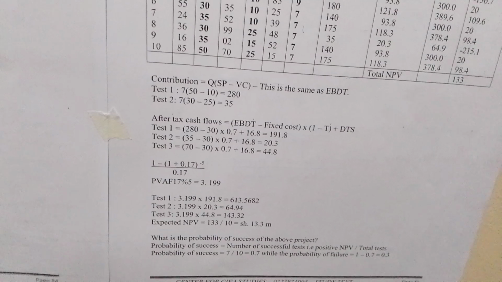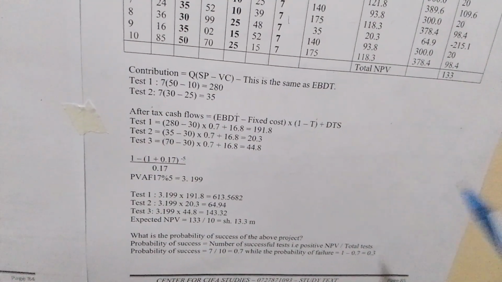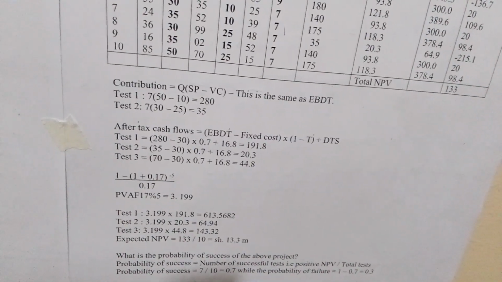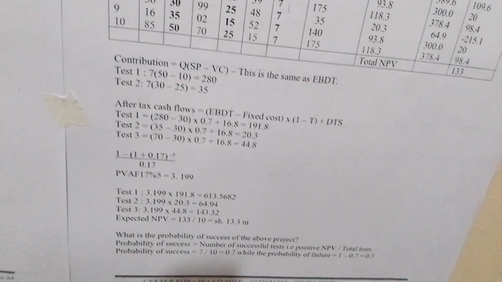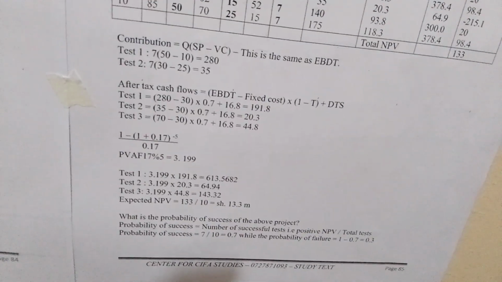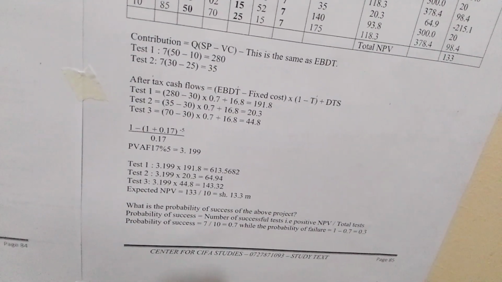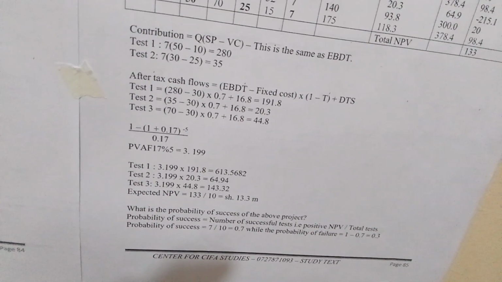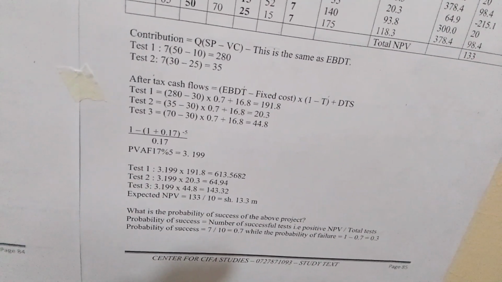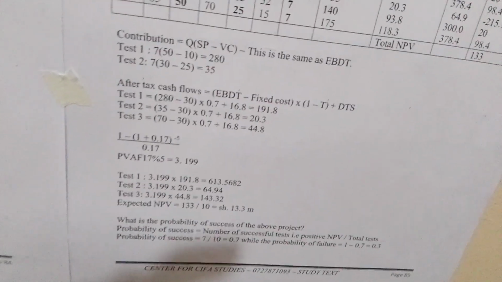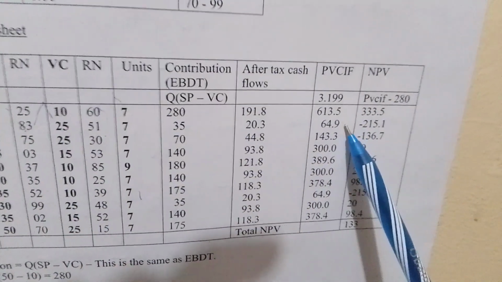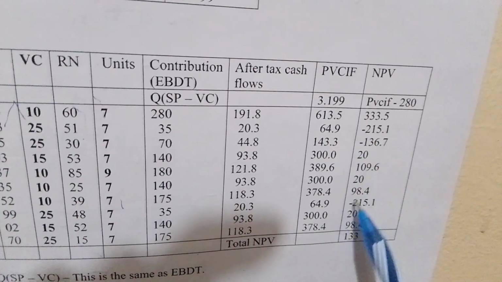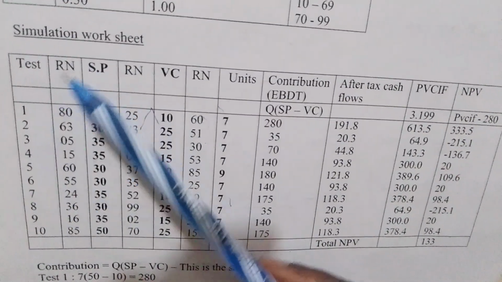So the probability of this project being successful is 7 over 10, which is 0.7. If the probability of this project being successful is 0.7, obviously, the probability of failure is 1 minus 0.7, which is 0.3. In other words, you take the net present values which are negative divided by 10. 10 is the number of trials here.